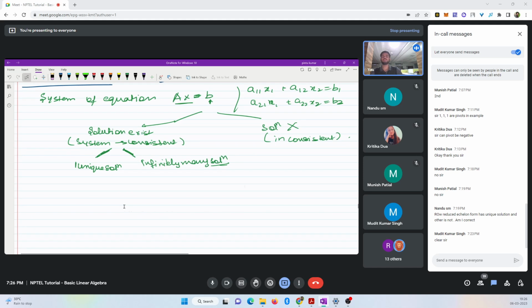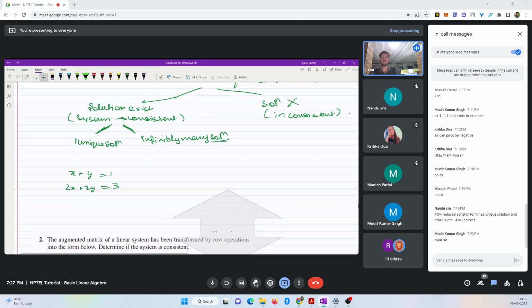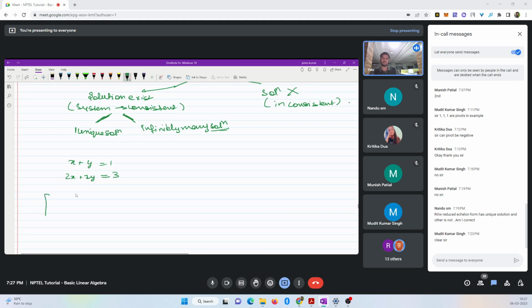So let's take a very simple example. Let's say we have again x plus y is equal to 1 and 2x plus 2y is equal to 3. Now let's use our normal elimination method. What would you get? And let's do the matrix also side by side. So here we will have 1, 1, 2, 2, 1, 3. This is the augmented matrix that we'll get.